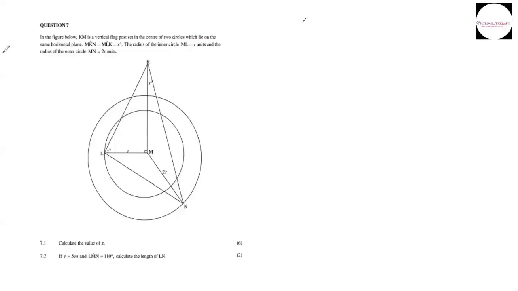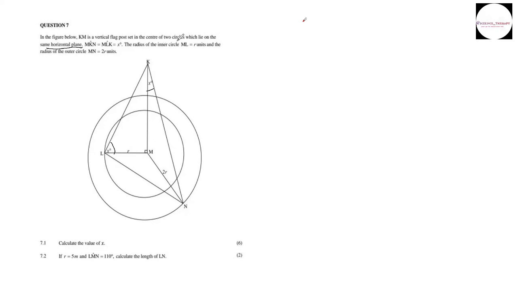Okay, so we are on question 7. It says, in the figure below, KM is a vertical post set in the center of two circles which lie in the same horizontal plane. So the keyword there is same horizontal plane. MKN is equal to MLK, which is both equal to x degrees, as indicated in the diagram here. The radius of the inner circle ML is R, as we can see, and the radius of the outer circle MN is 2R units, as indicated here.